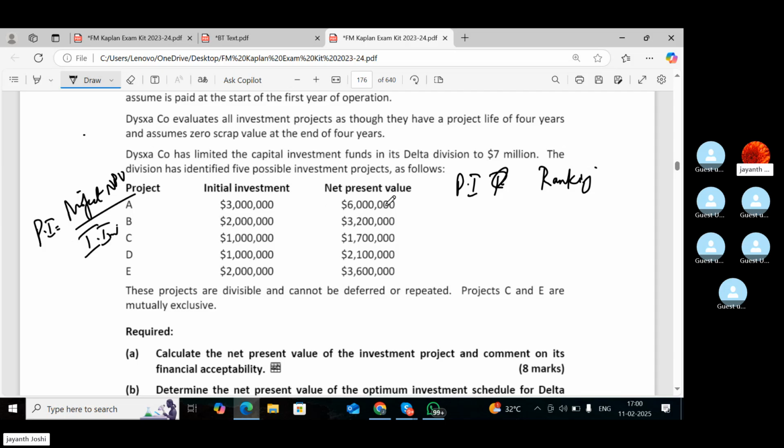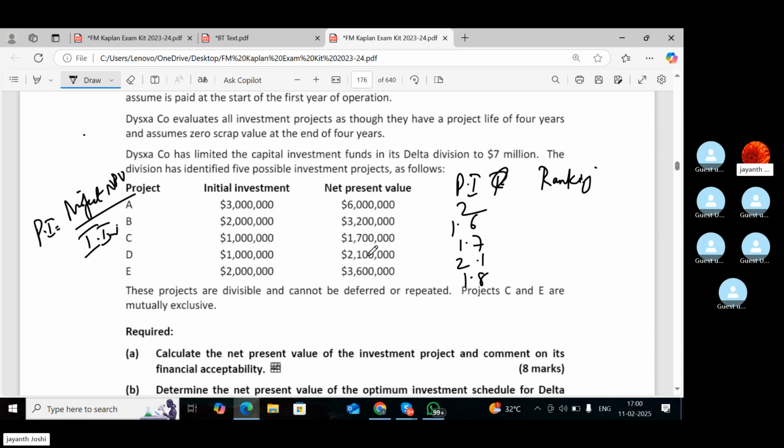So your project NPV is 6 millions and this is 3 million. So your PI would be 2. You divide this, it will be 1.6. You divide this, it will be 1.7. You divide this, it will be 2.1. You divide this, it will be 1.8.